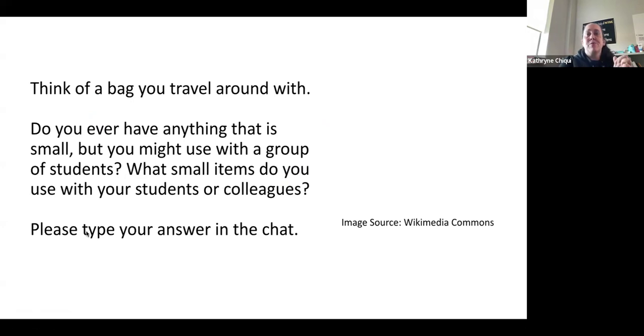That was working on a subtraction problem string. We are gonna shift gears, and I want you to think about a bag that you travel around with. Do you ever have anything small that you might use with a group of students that you keep in your bag? And if so, what small items do you use with students or with your colleagues? Type your answers into the chat, please. Maybe you carry a backpack, maybe it's a purse.